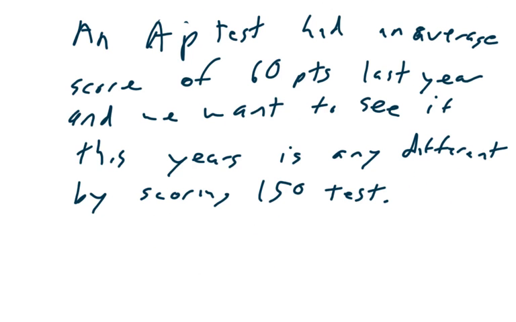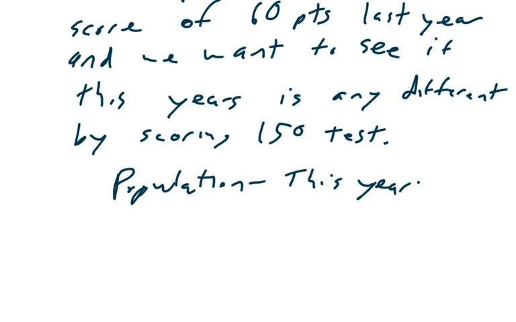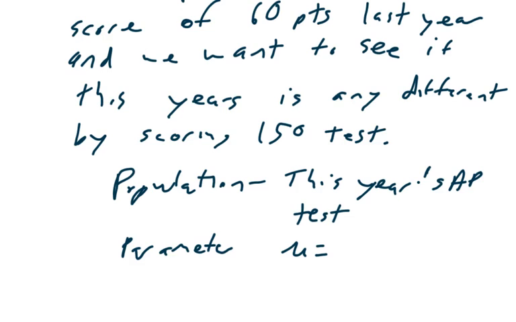Alright, so let's say the AP test last year had an average score of 60 points, and we want to see if this year's is going to be scored any different by scoring 150 tests and seeing how different it is from last year. So the population would be this year's AP test. The parameter, which is mu, equals the average number of points.